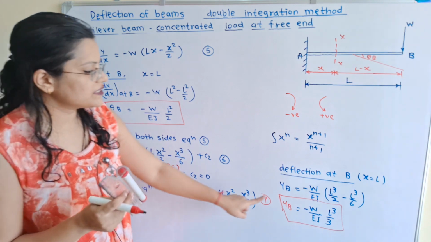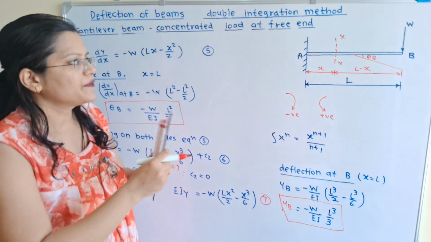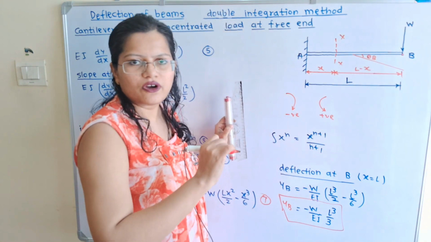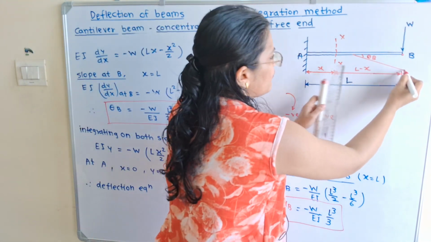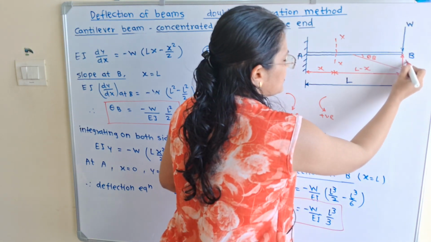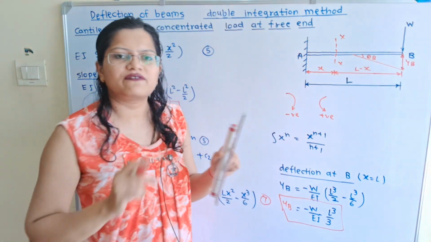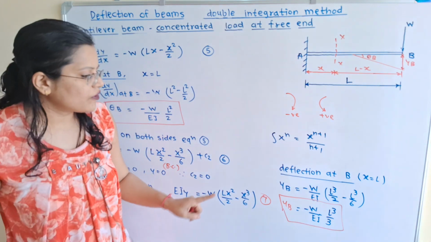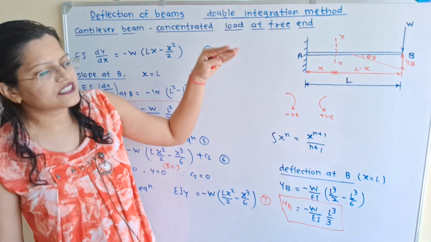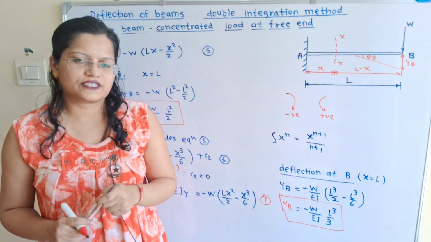Now we will show this YB in the diagram. So here is the deflection. So this is the original position of the end B and here is the final position. So this vertical distance is known as YB, that is the deflection at the end B. Now if we observe, here is the negative sign because this deflection is in the downward direction.